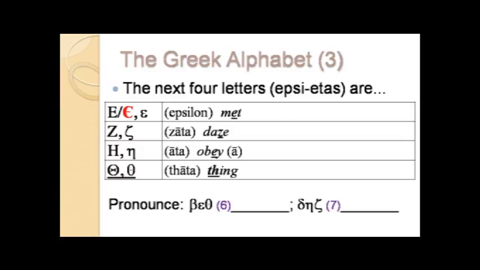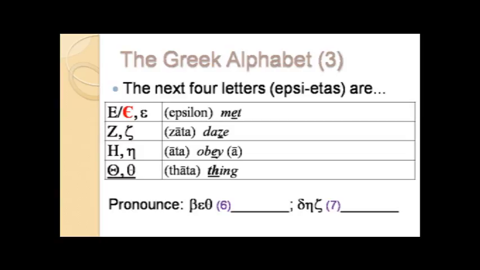Eta, its capital form looks kind of like a capital H, but the lowercase form looks like a lowercase n with a tail. And it has a long A sound, as in obey, a, eta. And then the last one, theta, has a TH sound like thing, theta. Alright, so epsilon, zeta, eta, theta.